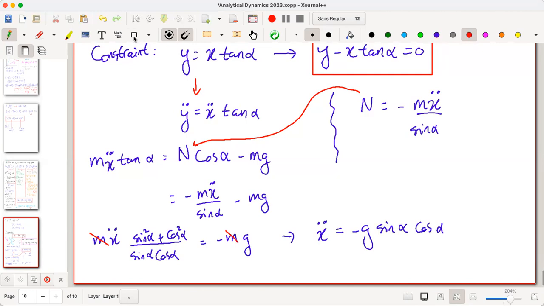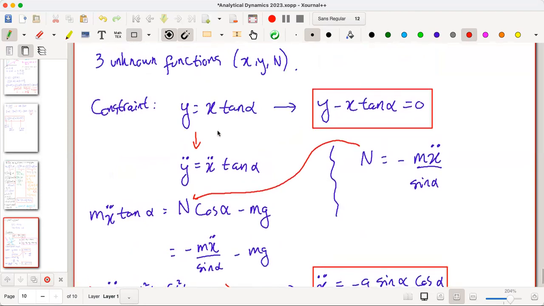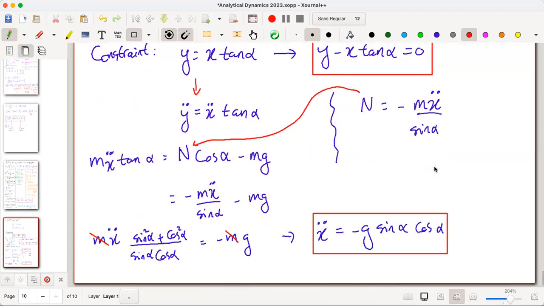All right, so we only have to solve for this equation, and this equation is easy to solve because g is constant, alpha is constant. So you can just integrate it twice, you get x as a function of t. Once you get x as a function of t, you can calculate y from here and n from here. So now you get all the solutions you need, right? Question?